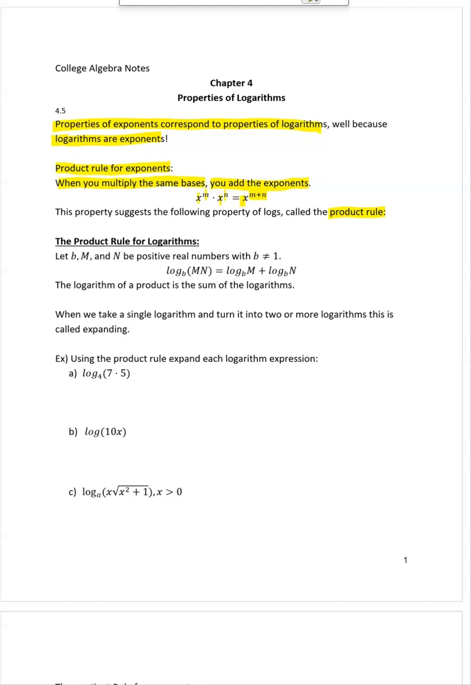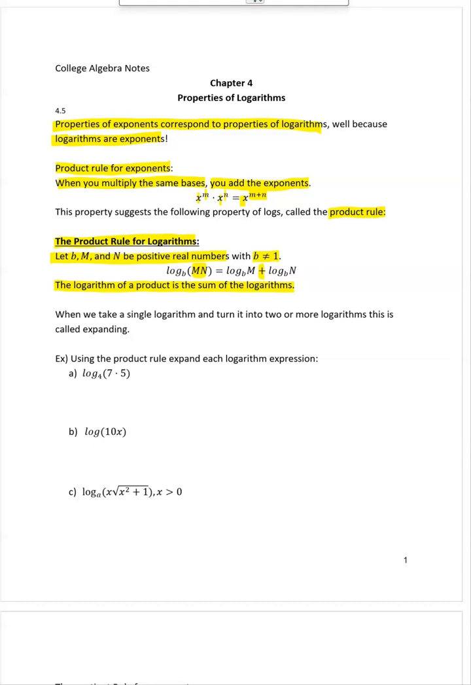Okay, so the product rule for logarithms states this. These are the rules of the game. You have to let b, m, and n be positive real numbers, and b cannot be 1. When we have these stipulations met, then log base b of m times n is going to equal log base b of m plus log base b of n. So we can see that our multiplication turns to addition. The log of a product is the sum of logarithms.